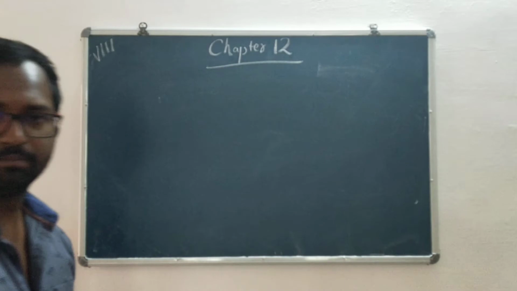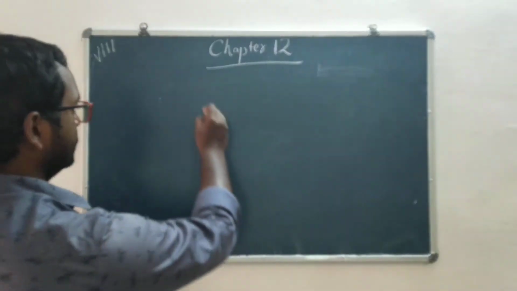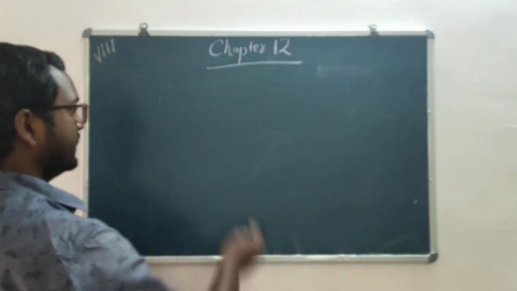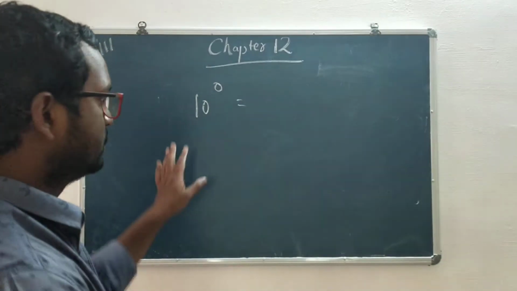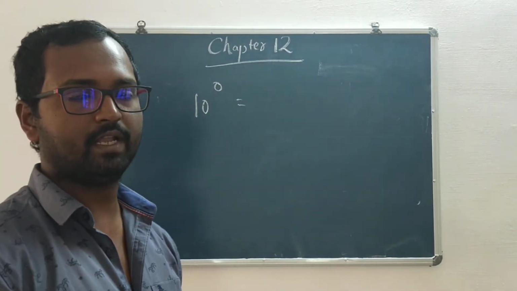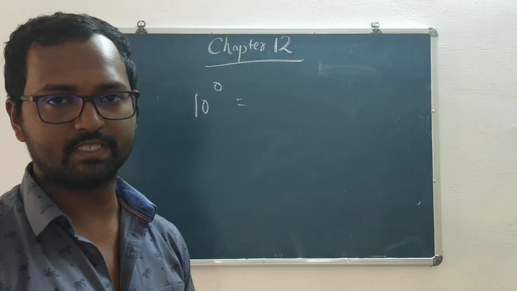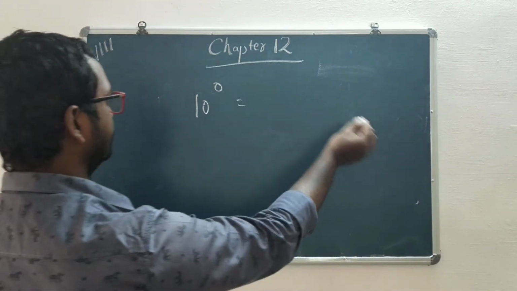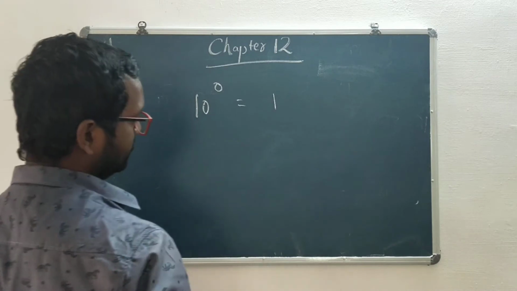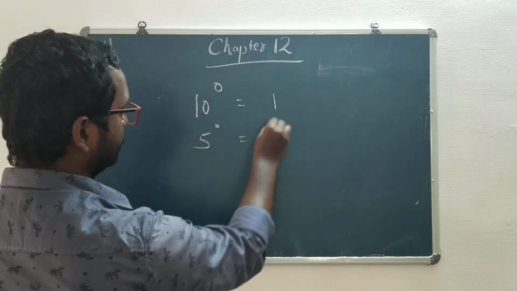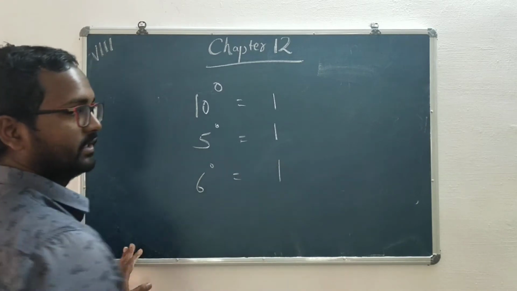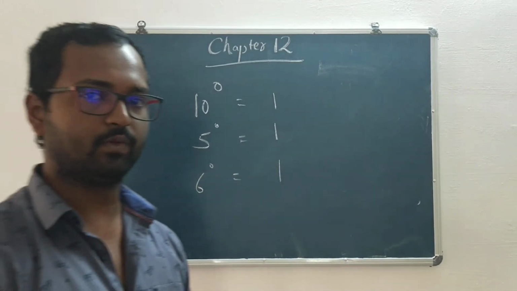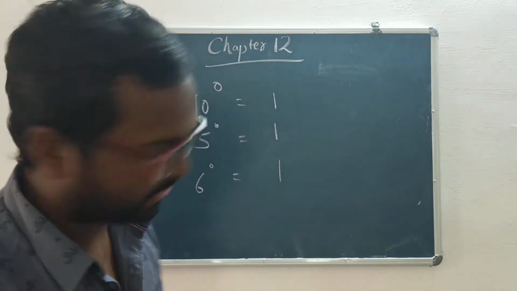Now let us understand powers with negative exponents, and let's see 10 power 0. What is the value of 10 power 0? The value of any number with power 0 or exponent 0 is 1. 5 power 0 is 1. 6 power 0, the answer is 1. 8 power 0, the answer is again 1 only.